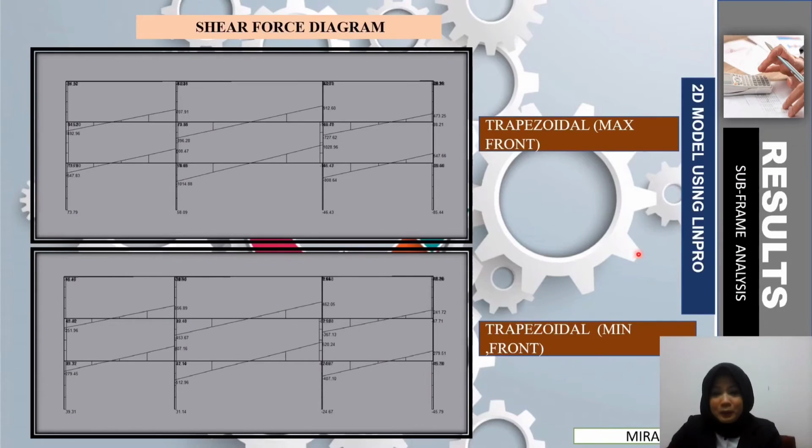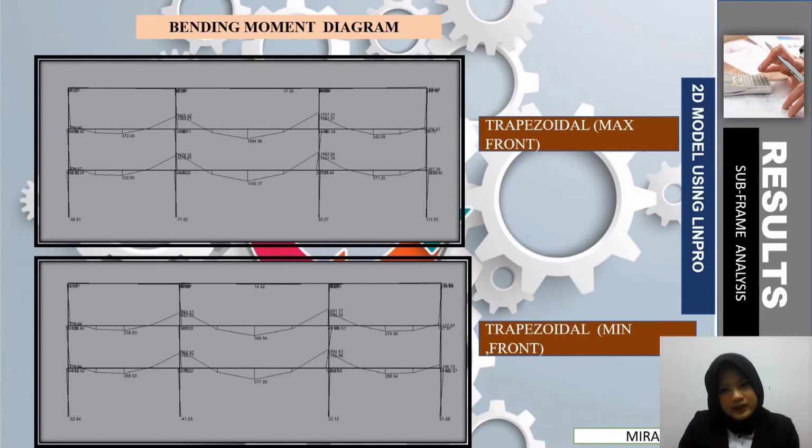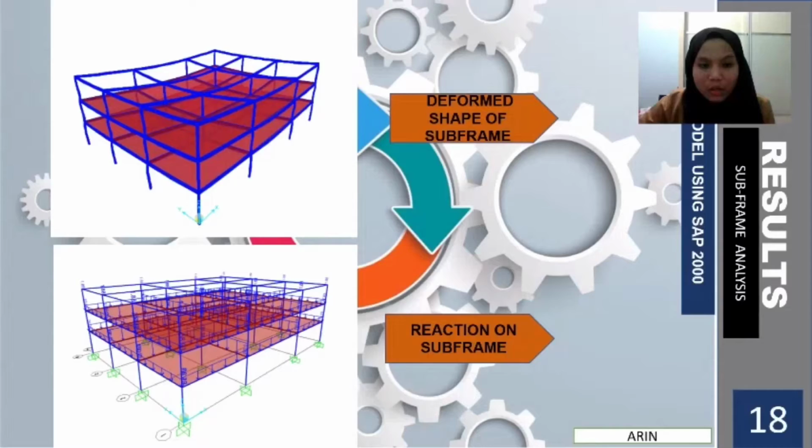These are examples of the subframe analysis using 2D modeling with LimPro 2D. This is the shear force diagram for the trapezoidal maximum frame, and secondly is the structure for the trapezoidal minimum frame. So this is the subframe analysis using 2D modeling with LimPro, showing the bending moment diagram.